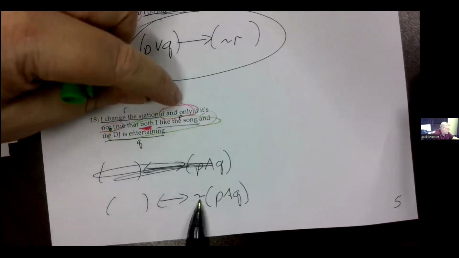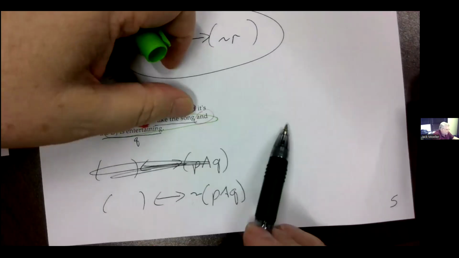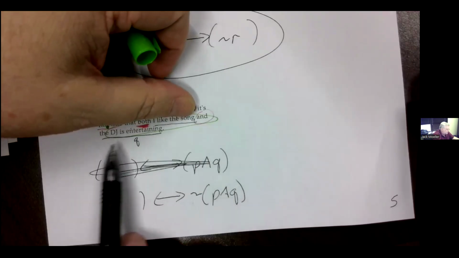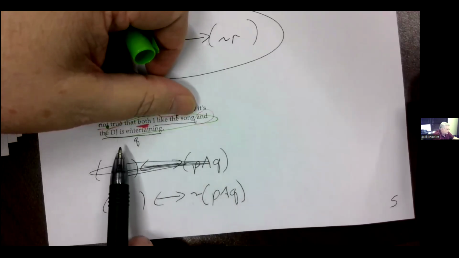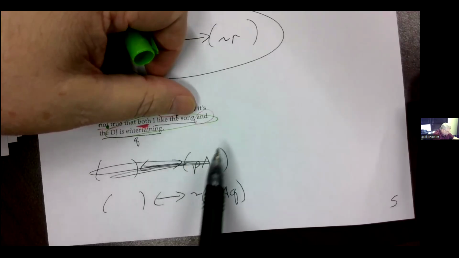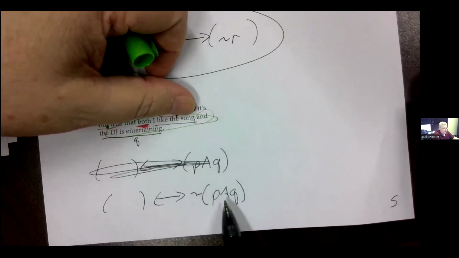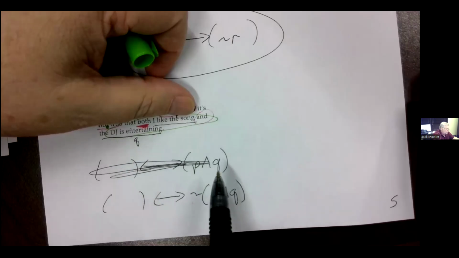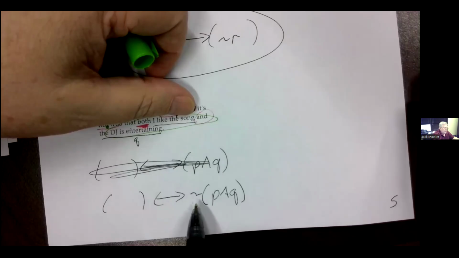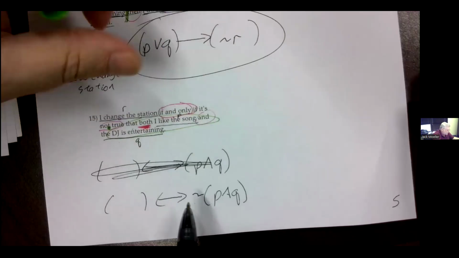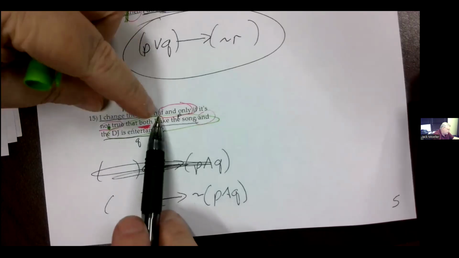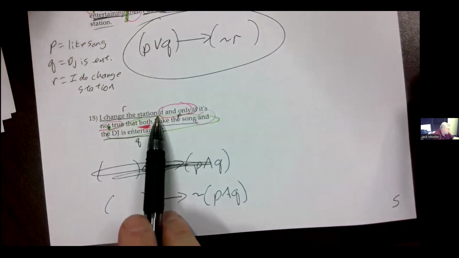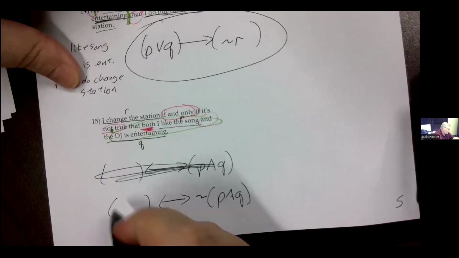Okay. But all of this, if you notice, after the if and only if, it's not true that both I like the song and the DJ is entertaining. Okay. So all of that has to come after or to the right of the double arrow. Okay. And the reason that the P and Q is in parentheses is because it's both I like the song and the DJ is entertaining. Okay. So that's why the negation is outside the parentheses. Okay. Now, what's before the if and only if? I change the station, and that's it. I change the station is R.